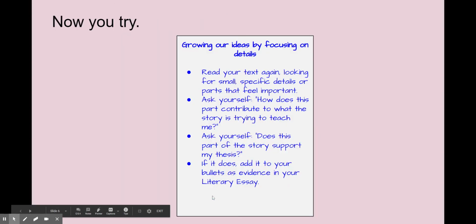So now you're going to try. You're going to grow your ideas by focusing on details. Here's what I want you to do. Read your text again, looking for small specific details or parts that feel important. Ask yourself, how does this part contribute to what the story is trying to teach me? And ask yourself, does this part of the story support my thesis? And if it does, add it to your bullets as evidence in your literary essay. Go ahead, writers.